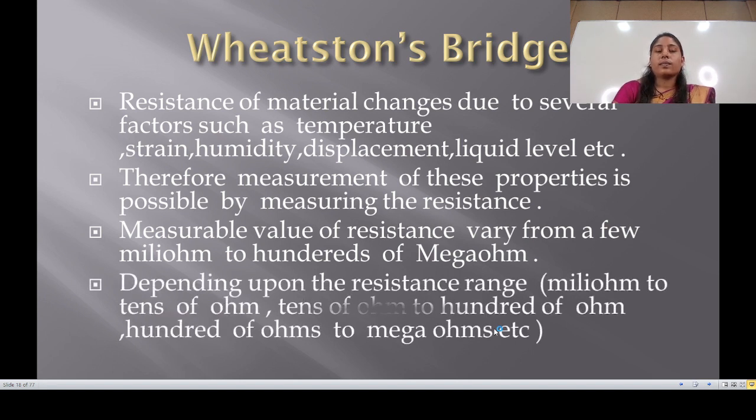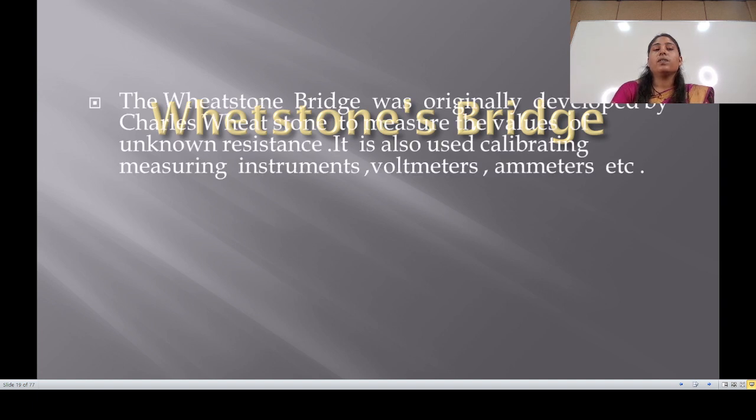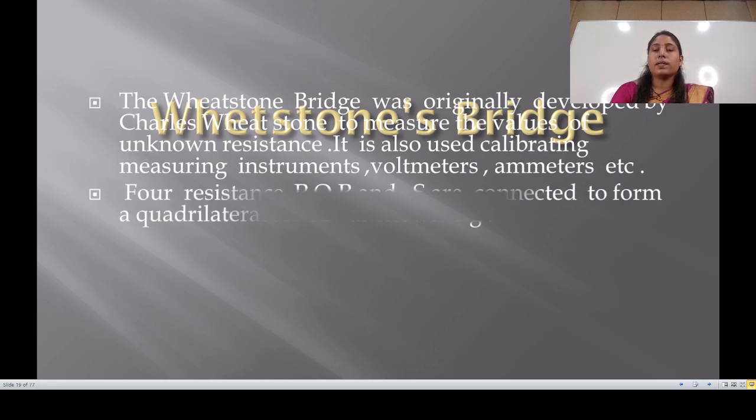Depending upon the resistance range: milliohm to tens of ohms, 100s of ohms to megaohm, etc. Wheatstone bridge. The Wheatstone bridge was originally developed by Charles Wheatstone to measure the value of unknown resistance. It is also used for calibrating measuring instruments, voltmeter, ammeter, etc.